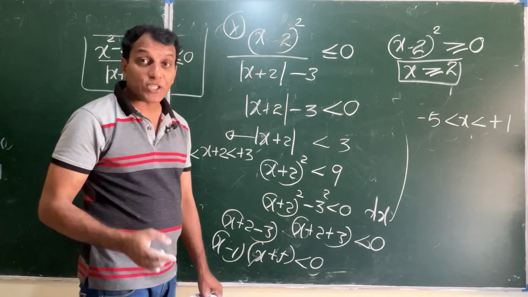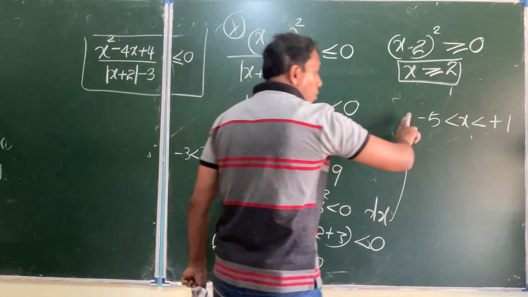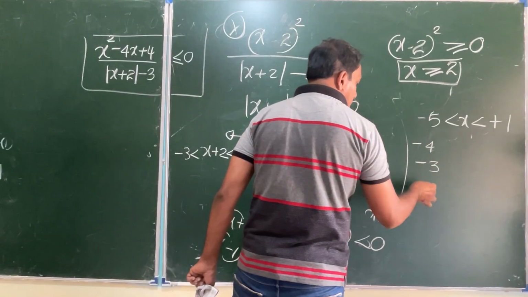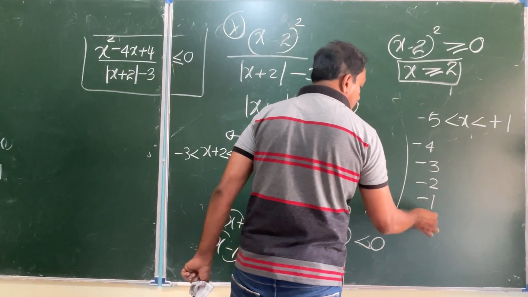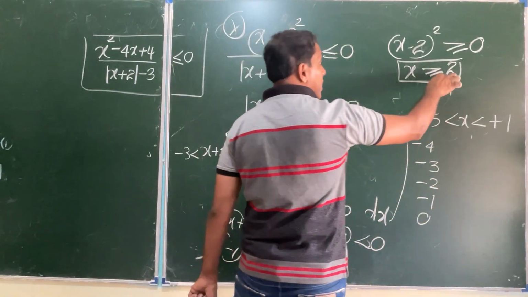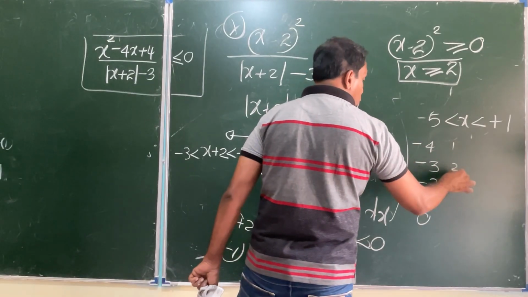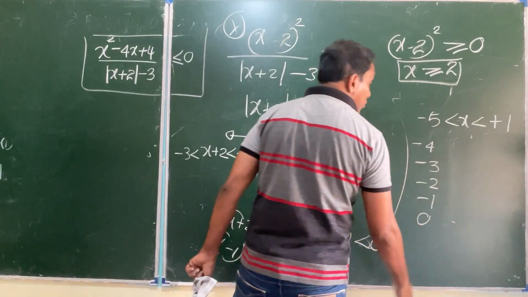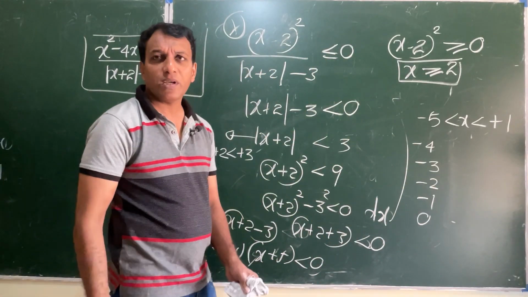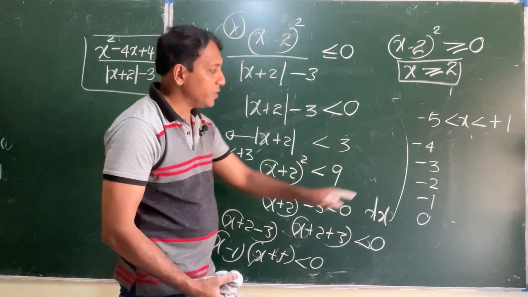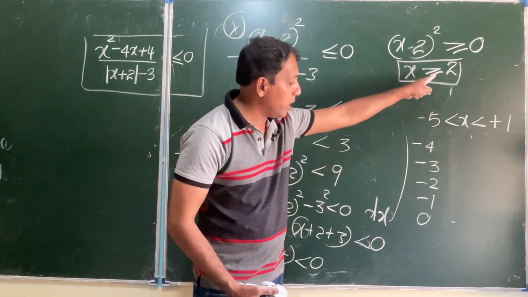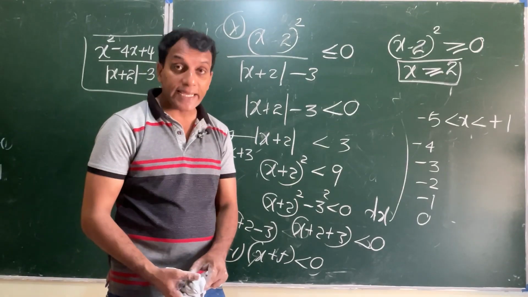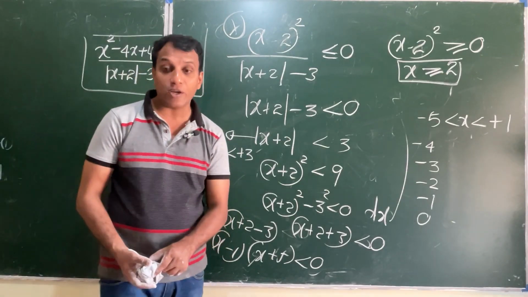Okay, check how many solutions it has. Here, more than minus 5: minus 4, minus 3, minus 2, minus 1, 0. That's all. And also here, 2. So 1, 2, 3, 4, 5. There are 6 values. Is it 6 values? 1, 2, 3, 4, 5, and x is 2 also. So 6 values satisfy this inequality, right?